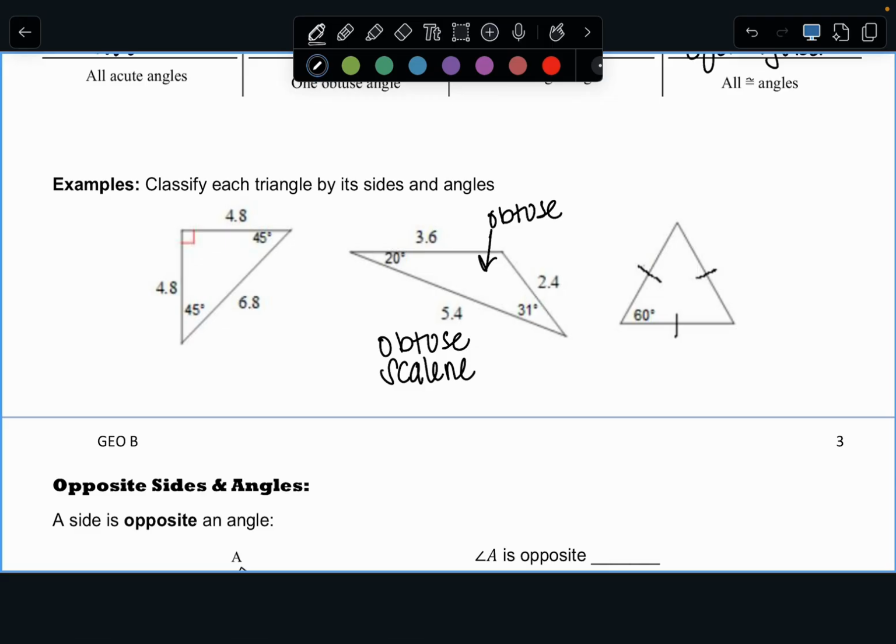Will it tell you if it's scalene or not? Angles don't determine scalene. That's by your number of congruent sides. Okay. Any other questions?